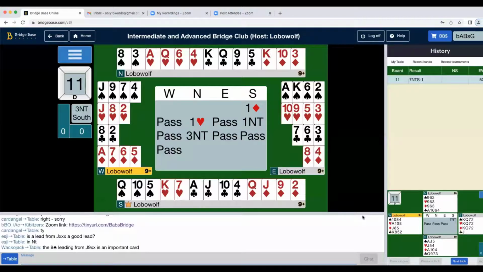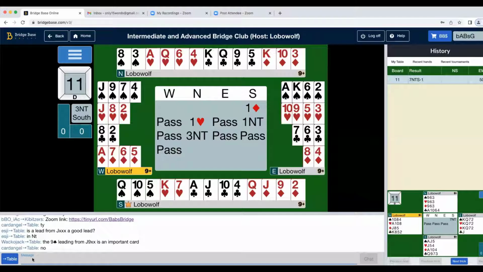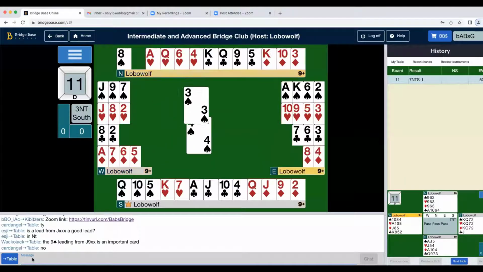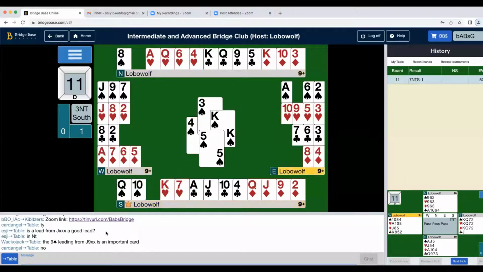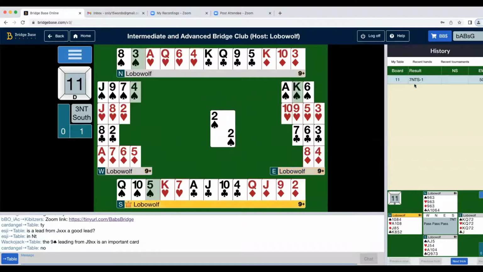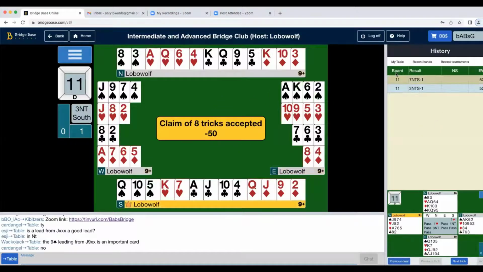Did I claim this one? Okay, got all hands visible, which is what we want.